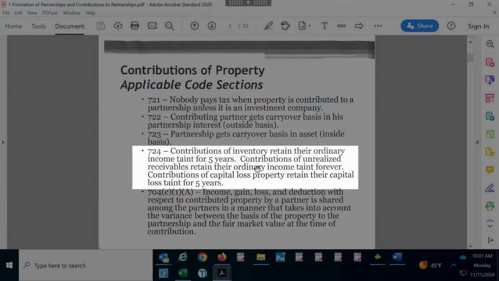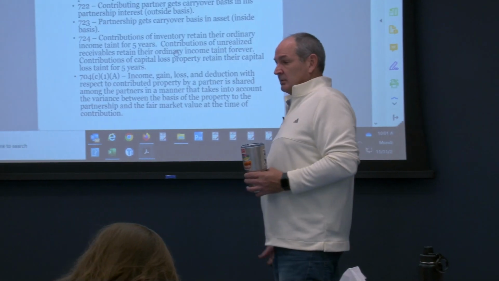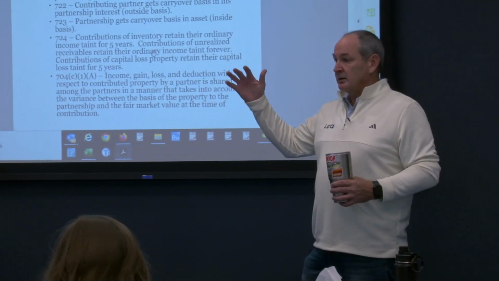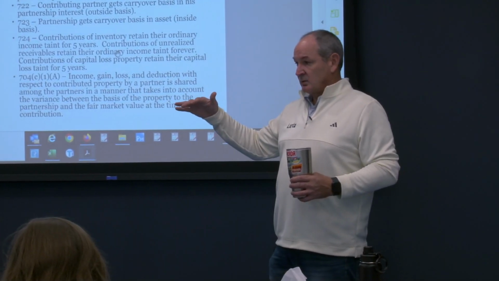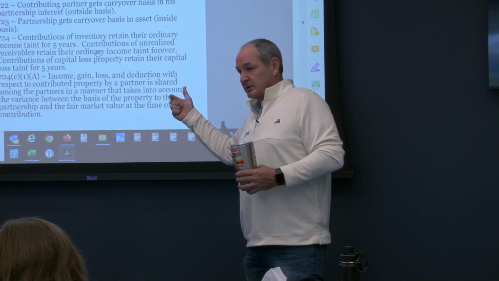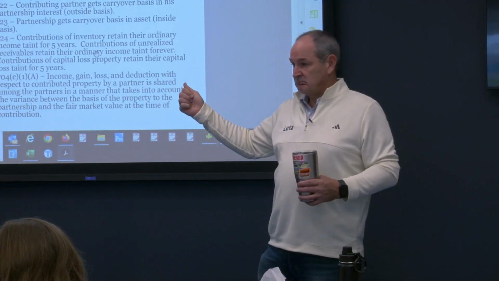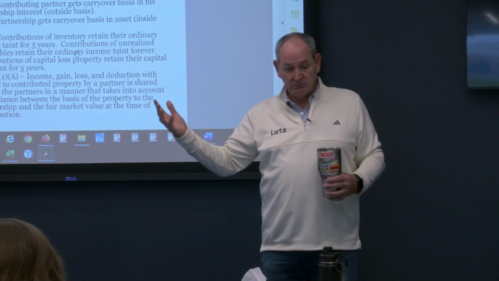724, which I didn't bring up over here, says contribution of inventory retains its ordinary income character for 5 years. I presume this has to do with: I'm a developer, I have ground, I contributed it, the partnership builds a building on it. It wasn't sold as inventory, but it's still going to hold the inventory nature for a period of 5 years. Not sure exactly why that rule's there, but it exists.